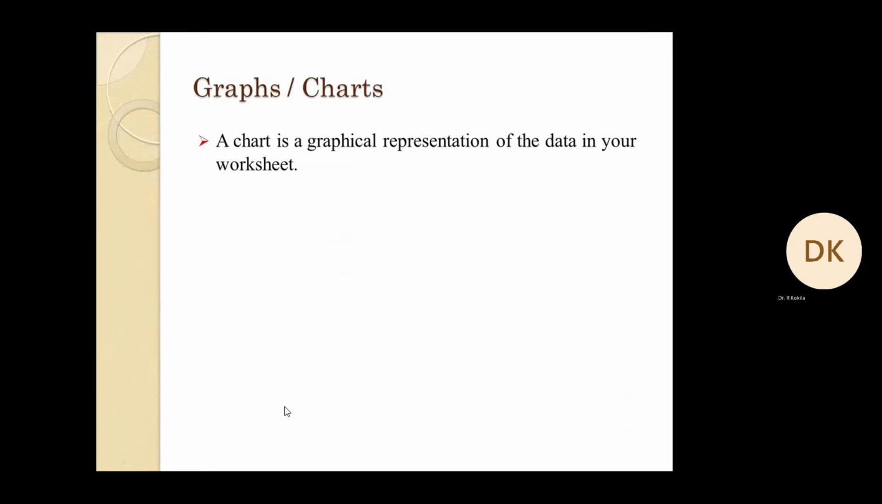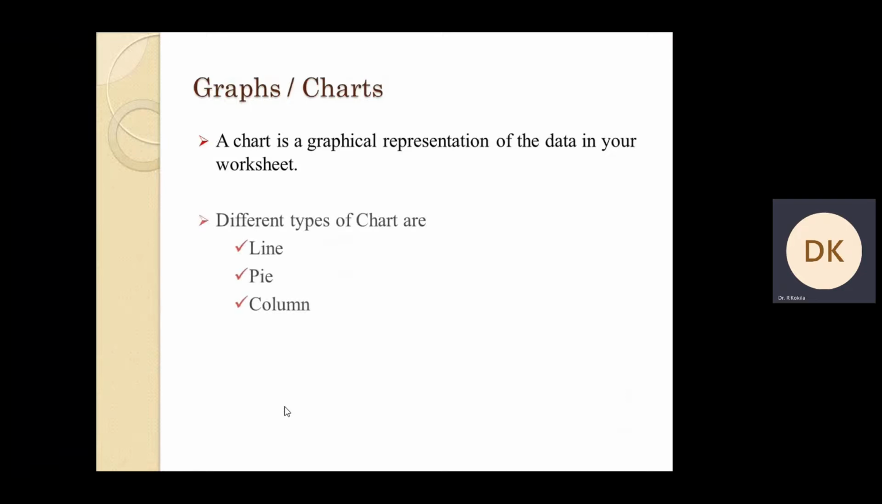Next, what we are going to see is graph and chart. Chart is said to be the graphical representation of your data. Different types of charts are available: line, pie, and column. The chart is an important feature. It is very useful in presenting the data in an easier way to understand, because some people find it difficult to interpret the table. So the easiest way for them to understand is the chart.